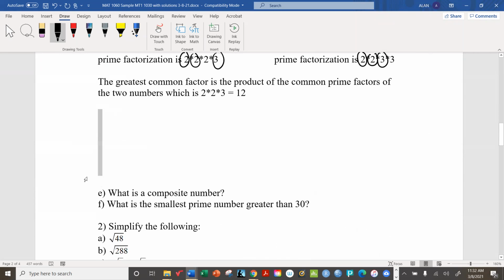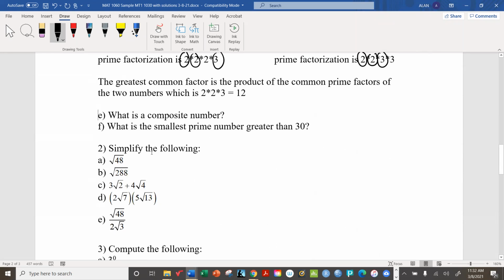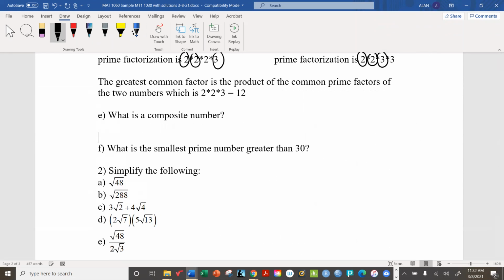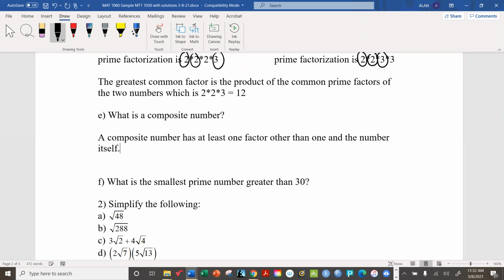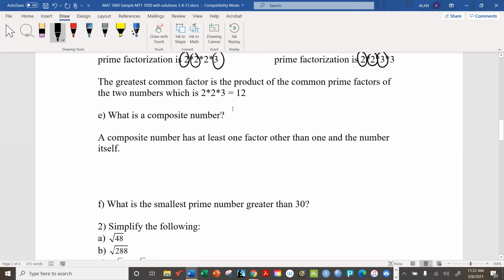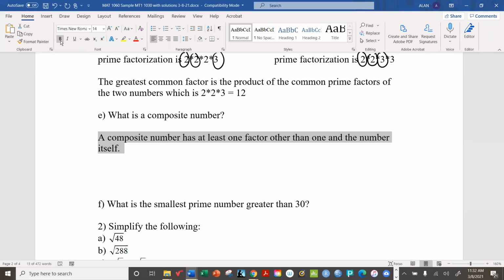Anyway, a composite number is one which is not prime. So the best way to explain that is to say that a composite number has at least one factor other than 1 and the number itself. That's all it needs. As long as there's at least one more factor, it's no longer prime. It is now considered to be a composite. So all of the natural numbers are either prime or composite.